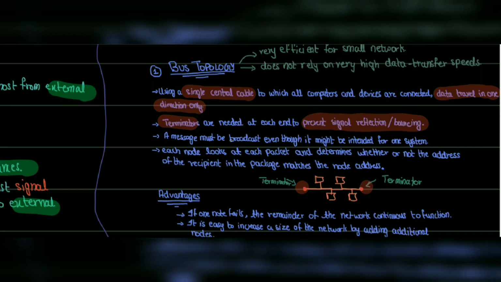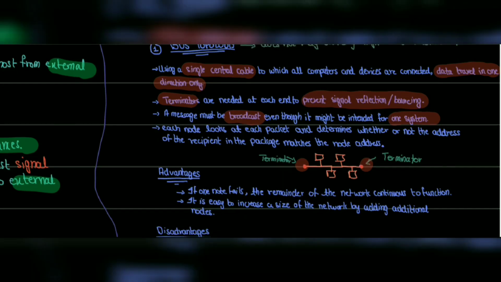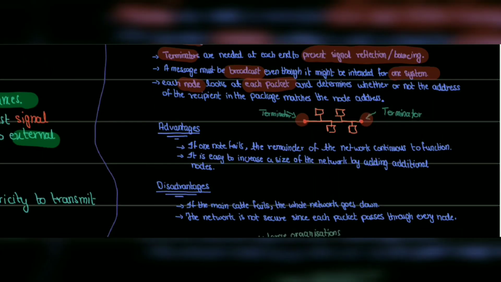A message must be broadcast even though it might be intended for one system. That's a disadvantage, but we're going to cover this, don't worry. Each node looks at each packet and determines whether or not the address of the recipient in the packet matches the node address. Each node means each computer. So each packet has a node address, and the computer tries to see whether it's for me or not. Like if you're having an invitation from a stranger, you will see whether this address is mine or someone else's, right?